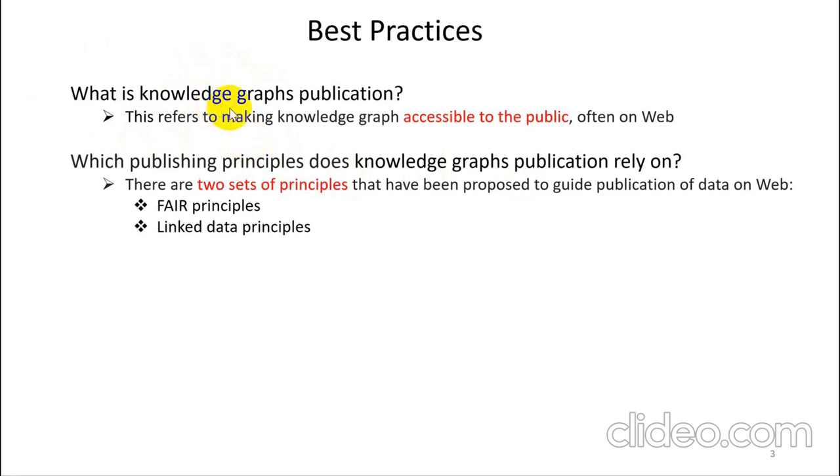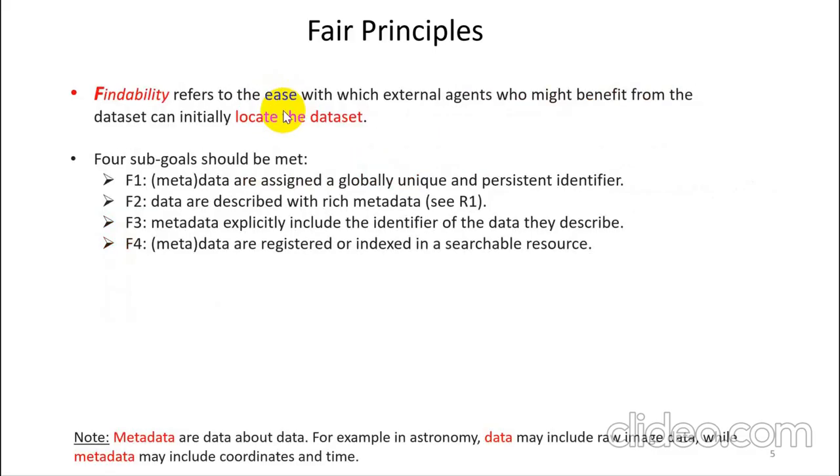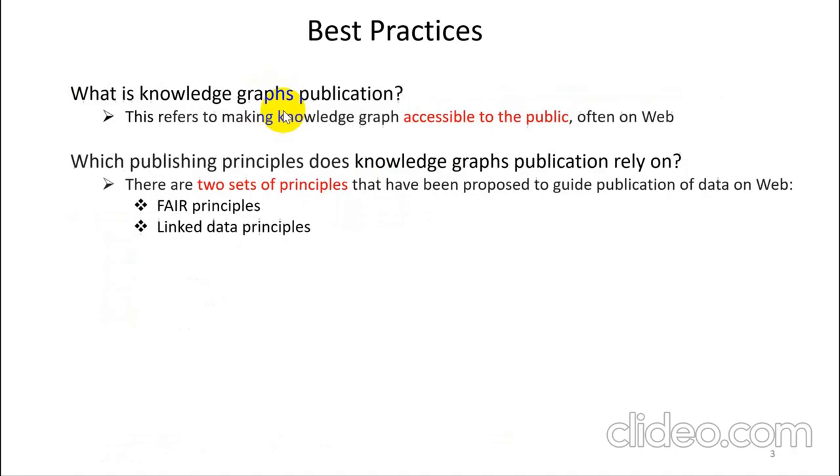Now let's go to the introduction of publication of knowledge graph. The question is, what is knowledge graph publication? Knowledge graph publication refers to making the knowledge graph accessible to the public, often on the web. And the second question is, which publishing principles does knowledge graph publication rely on?